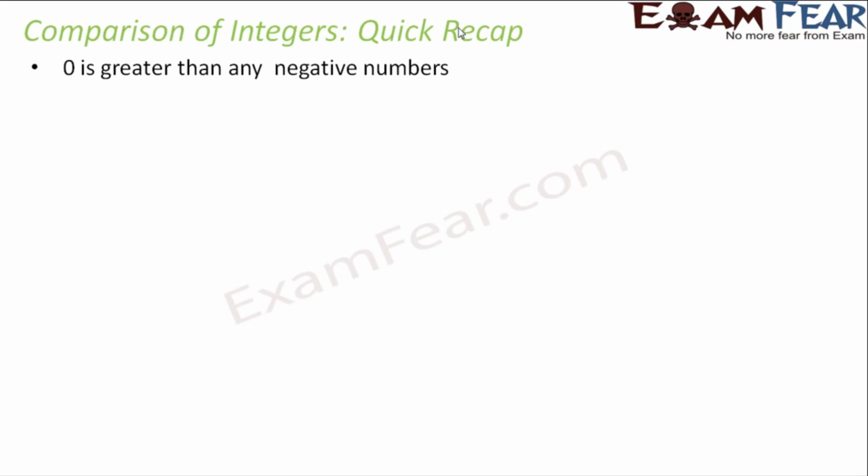Now that we have discussed all the comparison of integers, let's have a quick recap. We have learned that 0 is greater than any negative number. So 0 will always be greater, it doesn't matter whether the negative number is minus 200 or minus 20,000, any negative number will be smaller than 0.